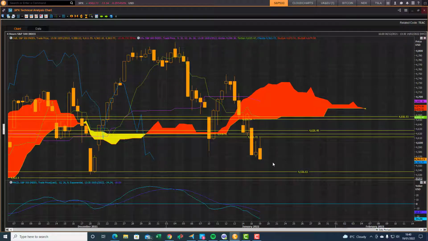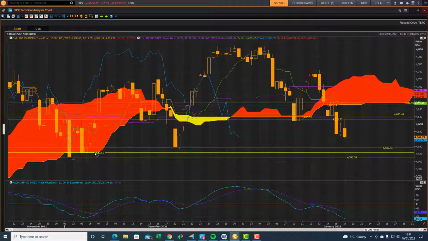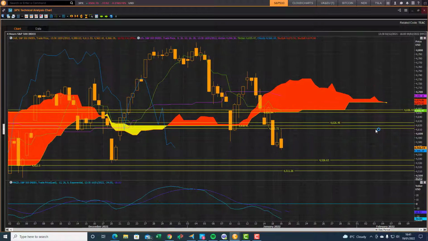Now what's interesting to note is that these cloud chart support levels are potential rebound zones, so watch out for a potential rebound to come back in at 4536 and 4511 as well as 4523. So that's the cluster of potential rebound support to come in on the 4 hour chart. But the outlook is bearish, so we are swing trading potential rebounds from these support levels, or you could short sell these down to those levels, but watch out there.